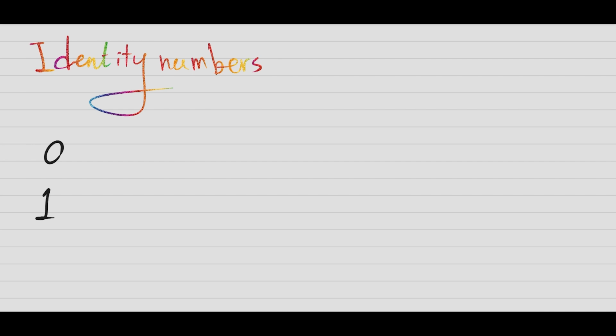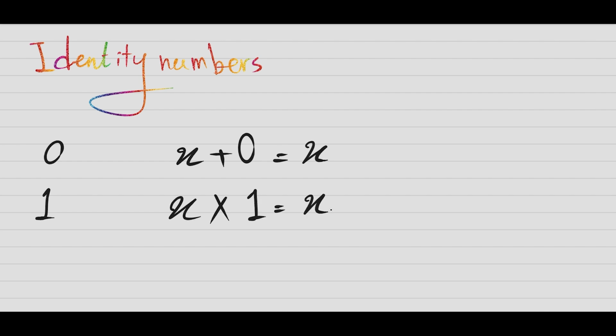So, for example, if we want to simplify an expression, something like x plus 0 is still going to be x. This x keeps its identity even though we added 0. And x times 1 is still x. So even though we multiplied by 1, it still keeps its identity. Adding 0 and multiplying by 1 don't change the identity. So 0 is the identity number for addition and 1 is the identity number for multiplication.